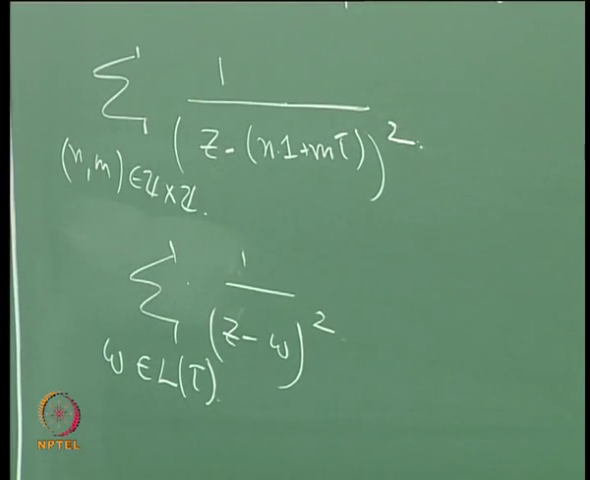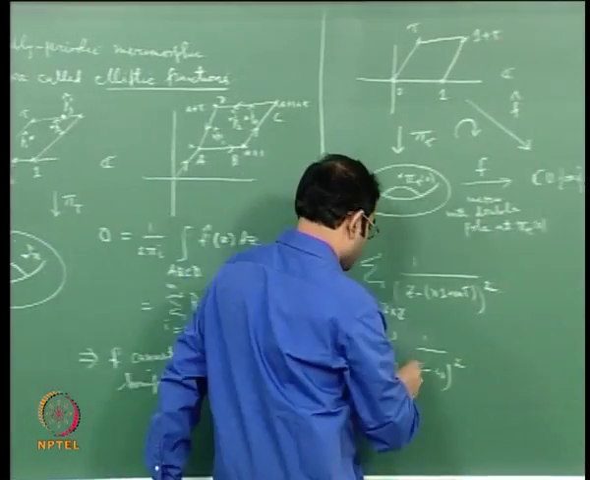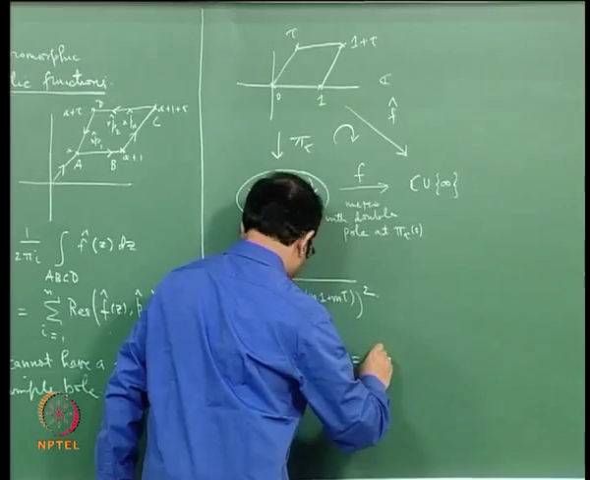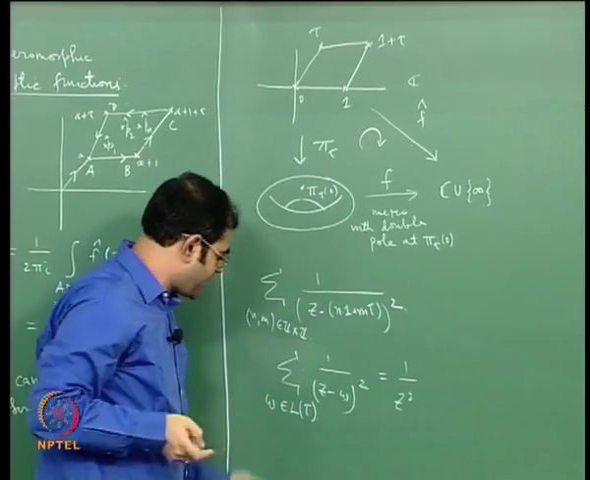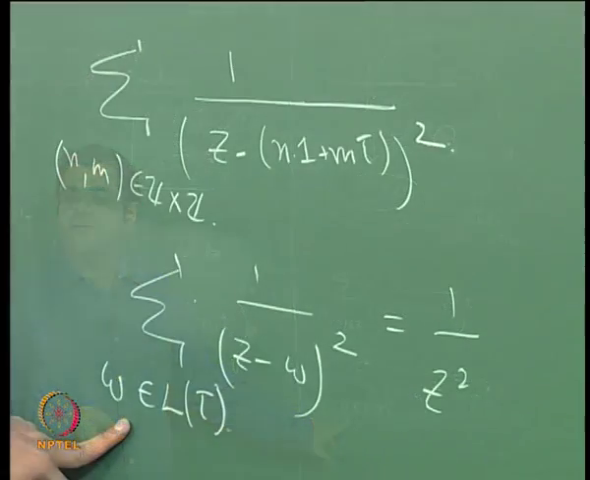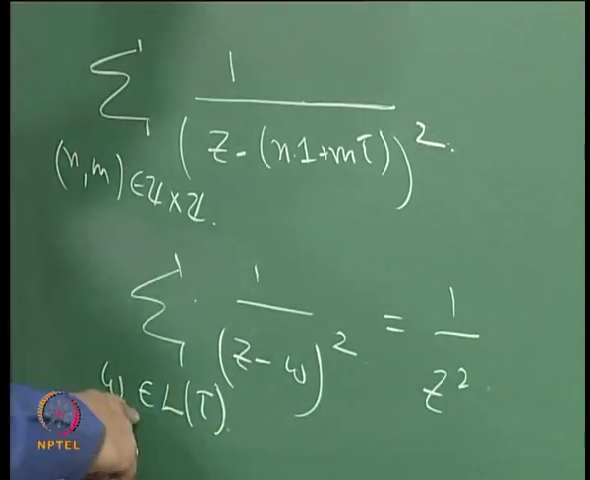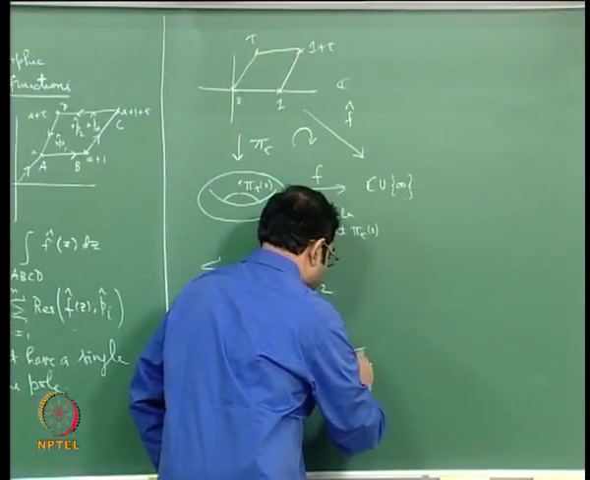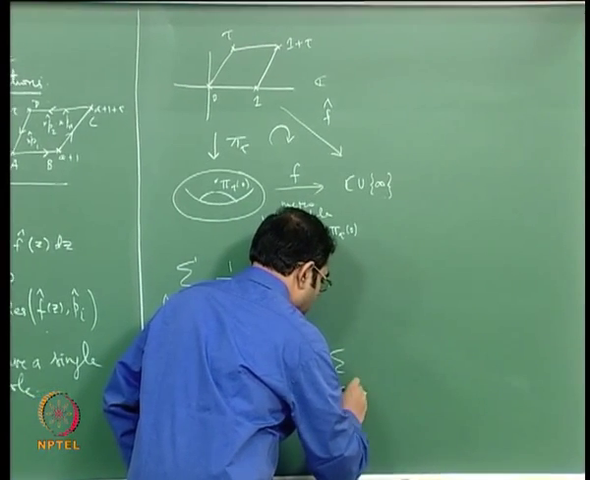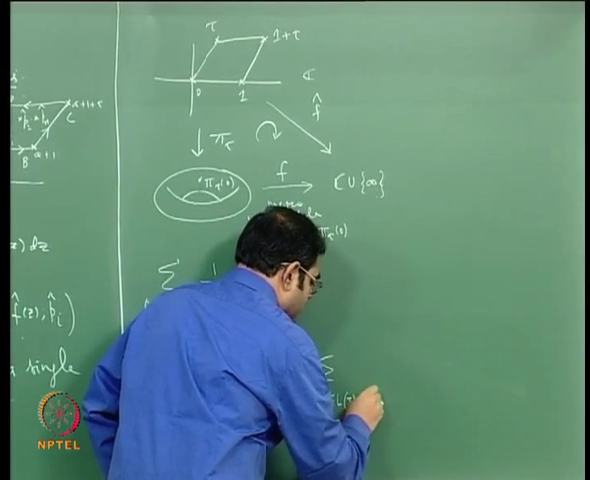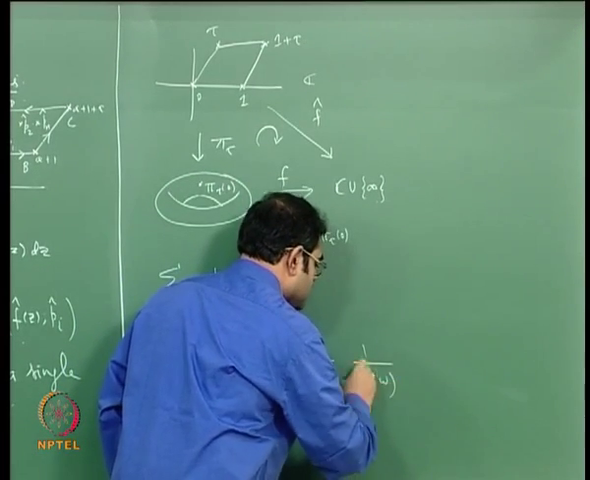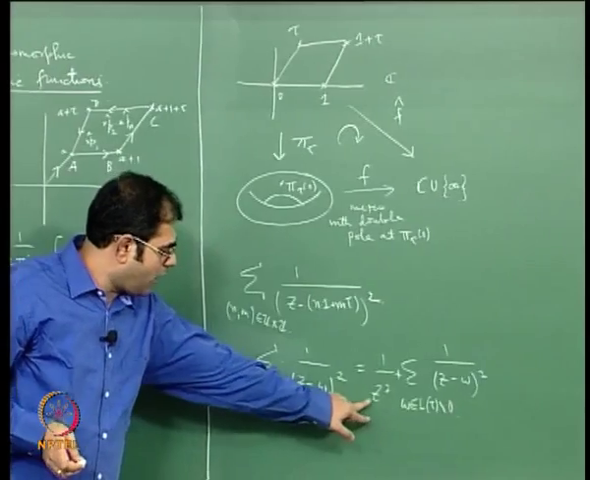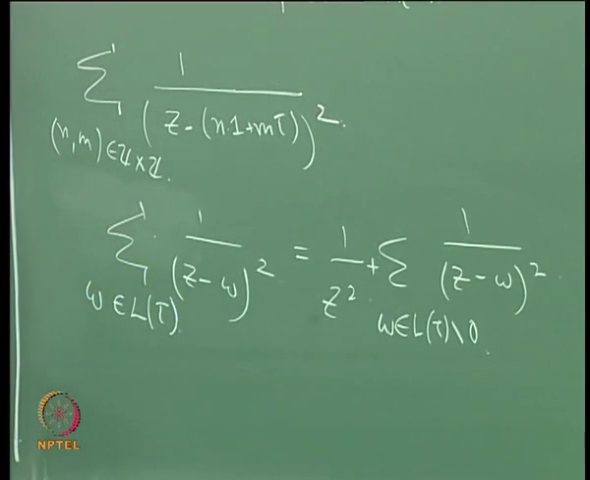Okay, now there is a problem. I'll tell you why. See, I can write this as 1 by z squared, and I'll separate the pole at the origin. So I'll write it as sigma omega belonging to the lattice minus the origin, 1 by z minus omega the whole square. So all I have done is I have just removed the pole at the origin.